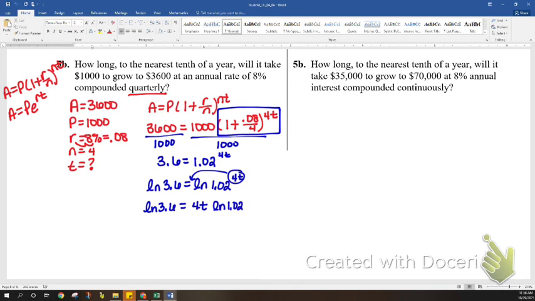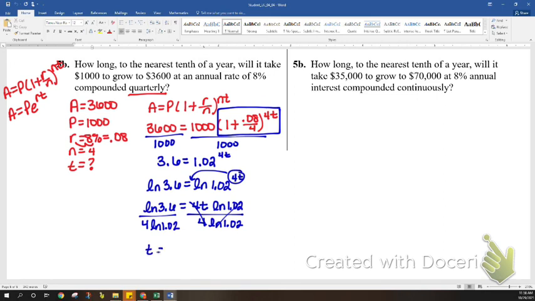Now I want to get t by itself, and everything's being multiplied here. So I can divide by 4 times the natural log of 1.02. That'll get rid of both of those. So divide by 4 times the natural log of 1.02.